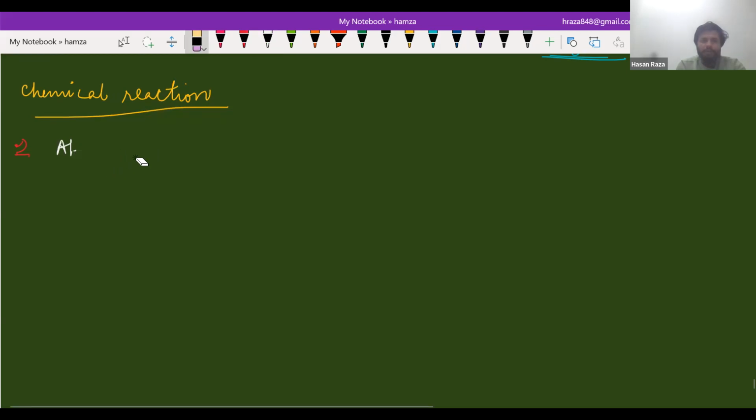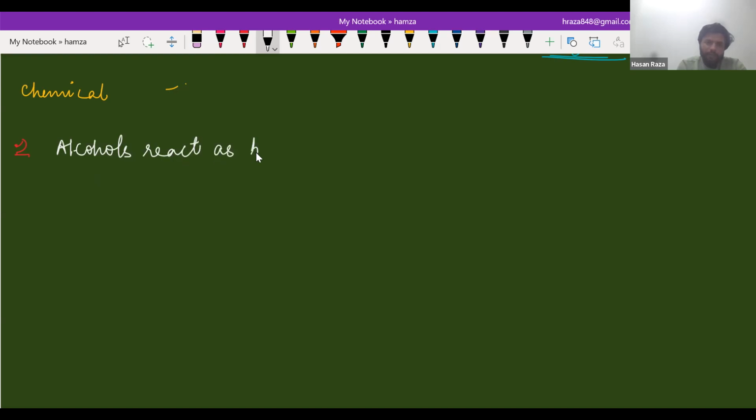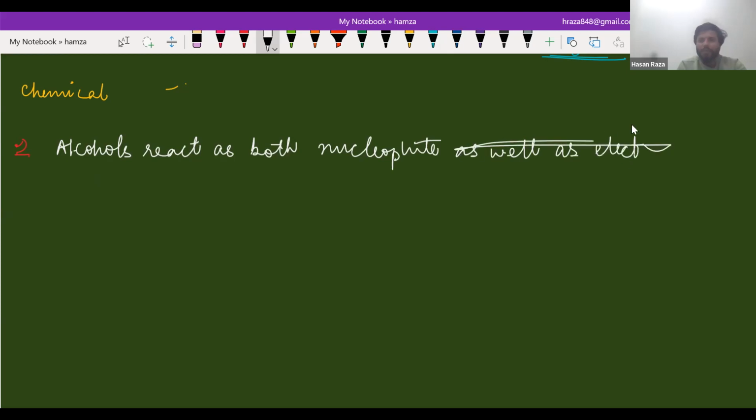Alcohols react as both nucleophile as well as electrophile. But there is a condition for this. So what is the condition? I'm going to write first.